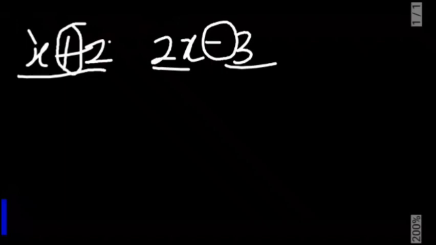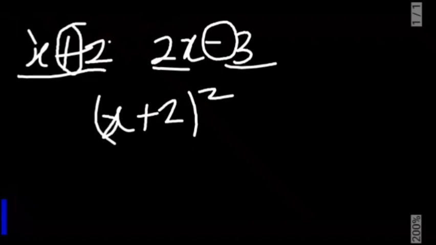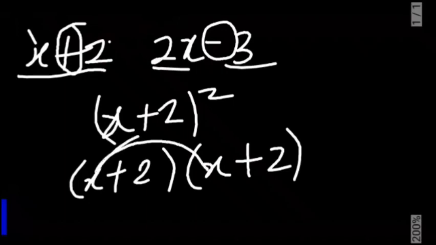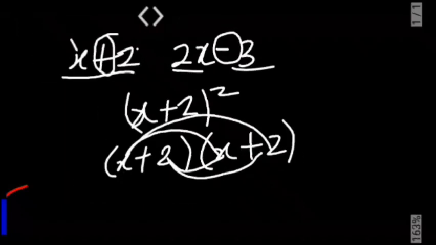Like we are given x plus 2 should be expanded in the power of 2. So here, normally in algebra, it is x plus 2 multiplied by x plus 2. So the solution to this is x multiplies x, x multiplies 2, 2 multiplies x, 2 multiplies 2.